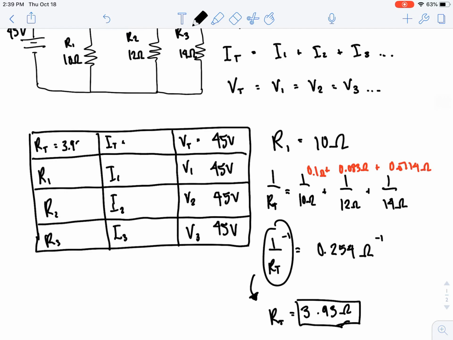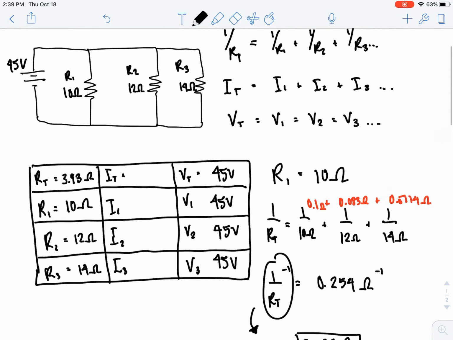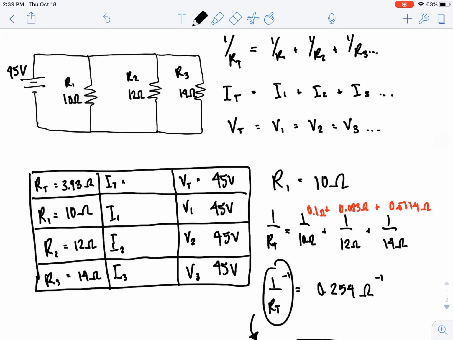So that's what my resistance total would be, 3.93 ohms. Now my resistance 1 is 10 ohms. I can go ahead and fill these in: 12 ohms and 14 ohms. So all of that right there is my resistances as well as my resistance total.